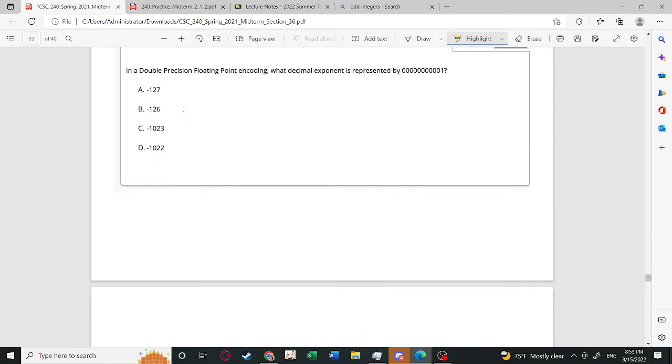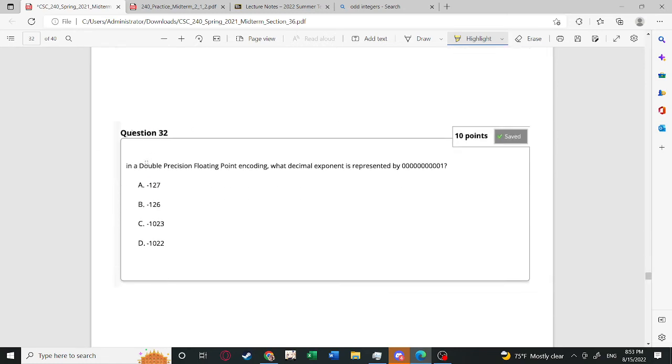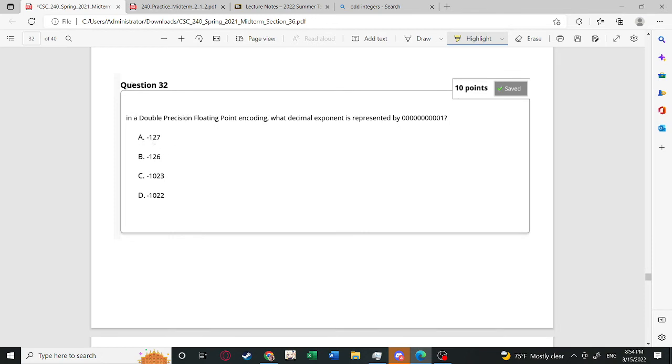BCD packs two numbers per byte. True, it packs them, but it does not include a dot. Okay. So here you go. In a double precision floating point encoding, what decimal exponent is represented by this? So it's double precision, so it's not A or B. And since there's a 1 here, it is D.